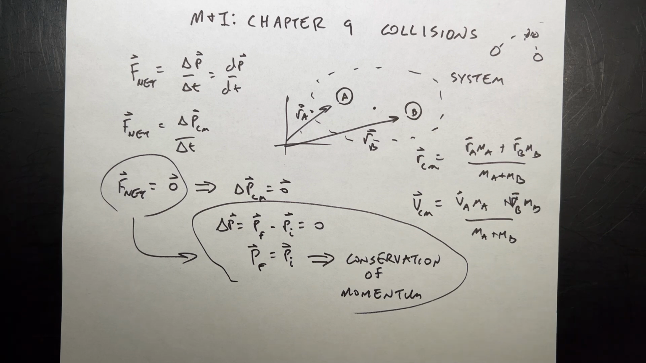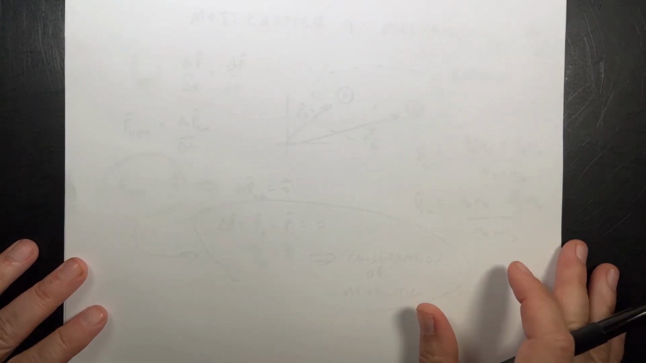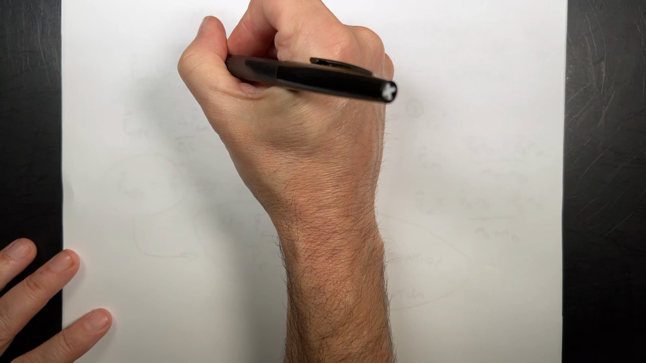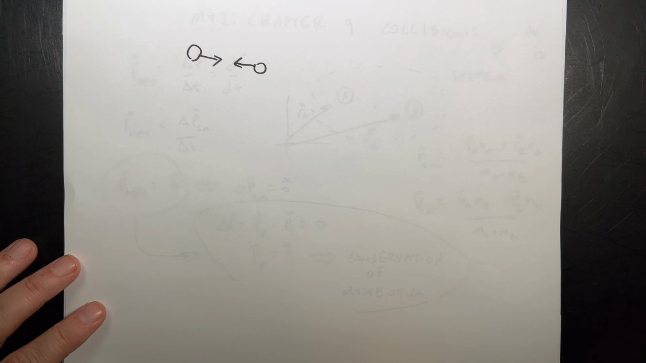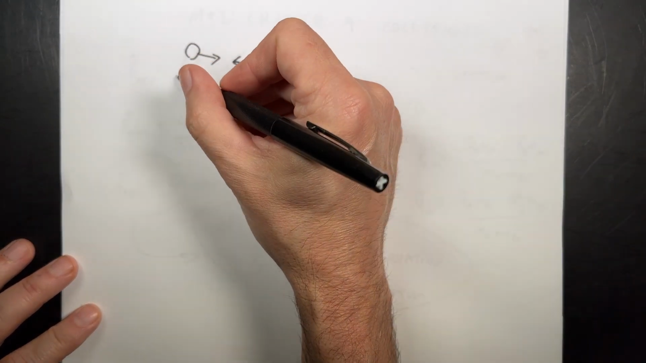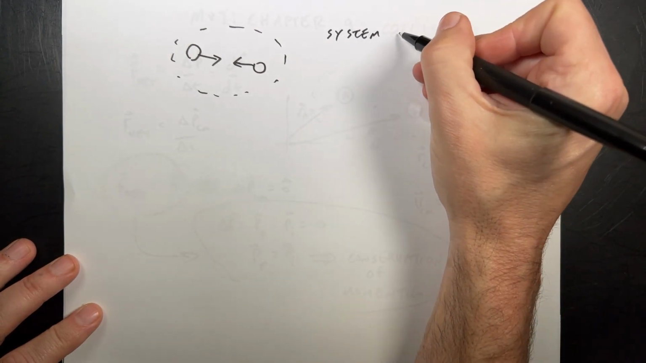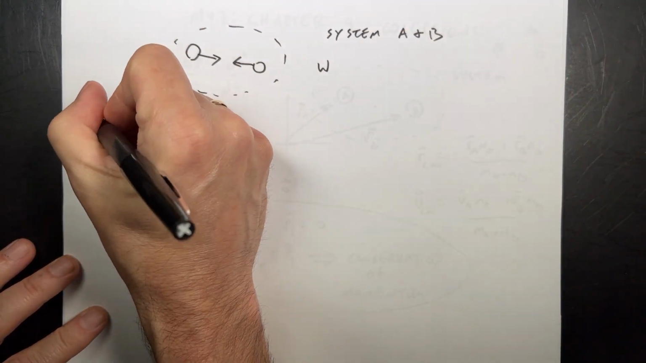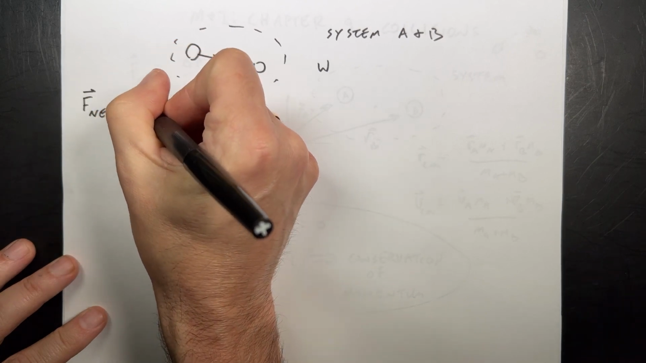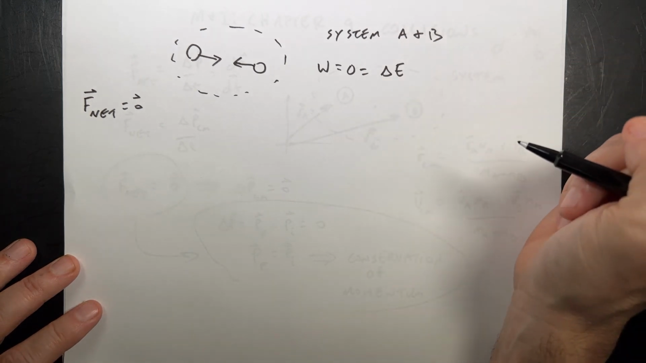But let's think about if I have two point masses. If I have two point masses that are colliding or interacting in any way, it does not have to be a collision. I can have any type of force, as long as these two forces are internal forces, equal and opposite forces. If I consider this my system, let's call it A plus B, A and B. Then what about the work, and the F net of 0 on the system? Then what's the work done on the system? It's 0. So the change in energy of the system is 0 too.